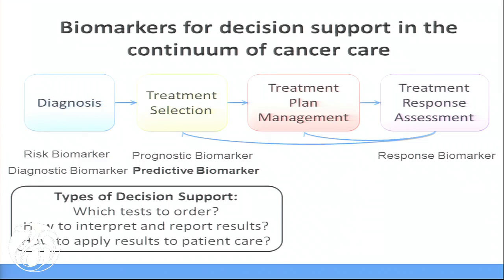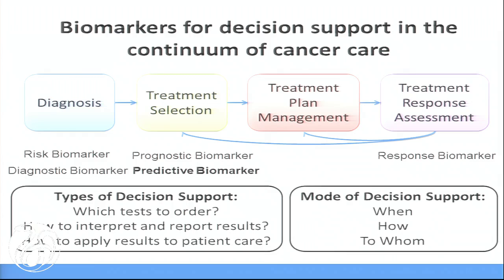And there's a lot of different decisions that providers need to be able to make when they're trying to navigate this sea of biomarkers, which is which tests to order and when, and how to interpret those and report those results, and most importantly, how to apply those results to patients when you get them. And from a decision support perspective, there's a lot of different modes of decision support that you can provide. When to provide that decision support, how to provide it, and to whom are all open challenges in this space.